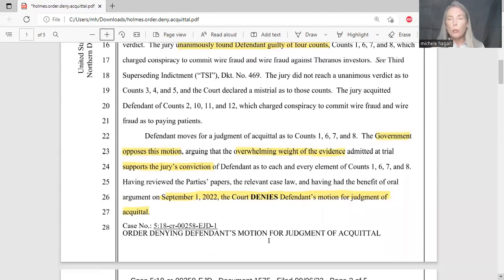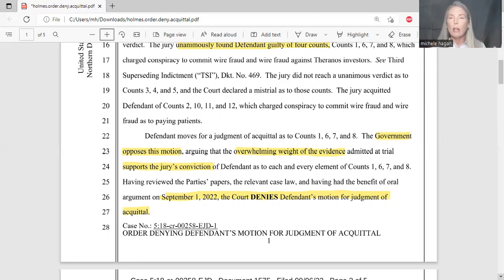The government opposed the Elizabeth Holmes request to throw out the verdict because the government said there was overwhelming weight of evidence admitted at trial to support the jury's conviction. Okay. On September 1st, the judge gave a tentative ruling after an oral argument, meaning he had a hearing. He listened to both sides.